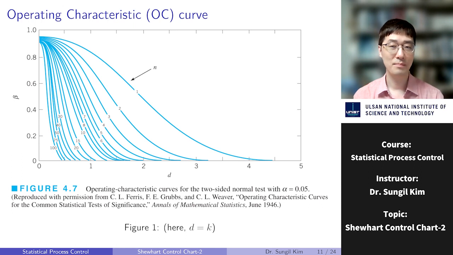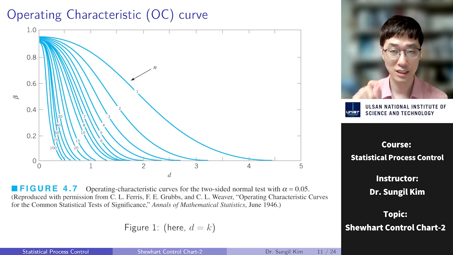These relationships can be graphically illustrated using the operating characteristic OC curve. The x-axis of the graph represents k, and the y-axis represents the value of beta. As you see, we can easily check the beta error decreases as n increases and k increases. And note that this OC curve includes the information of alpha as well. The value of beta when k equals 0 represents 1 minus alpha.